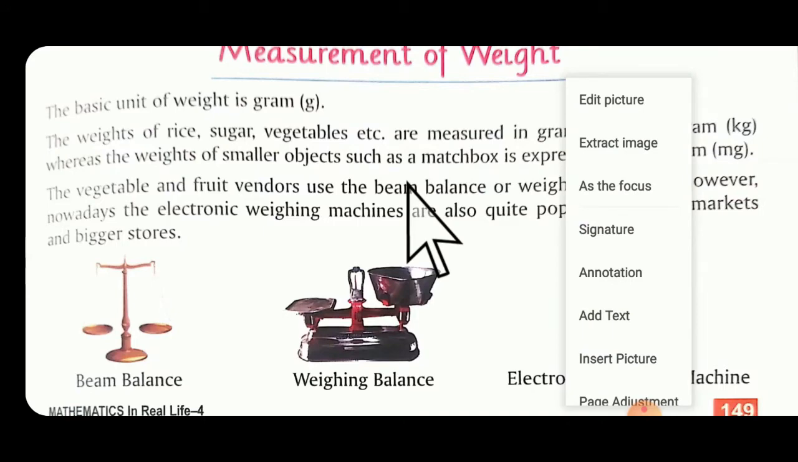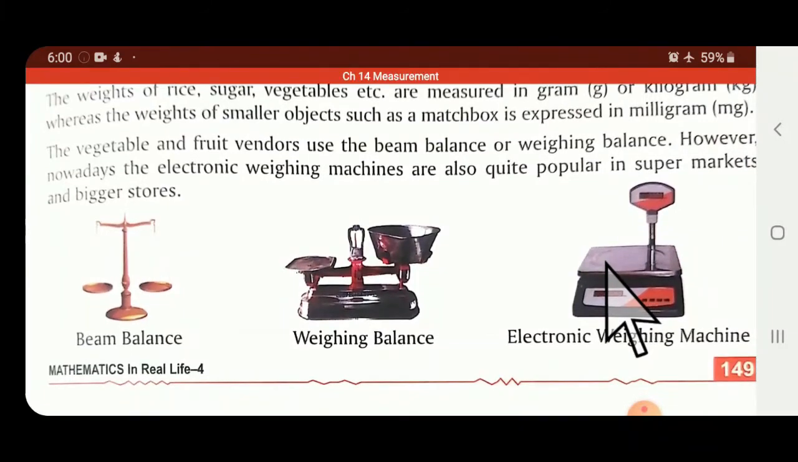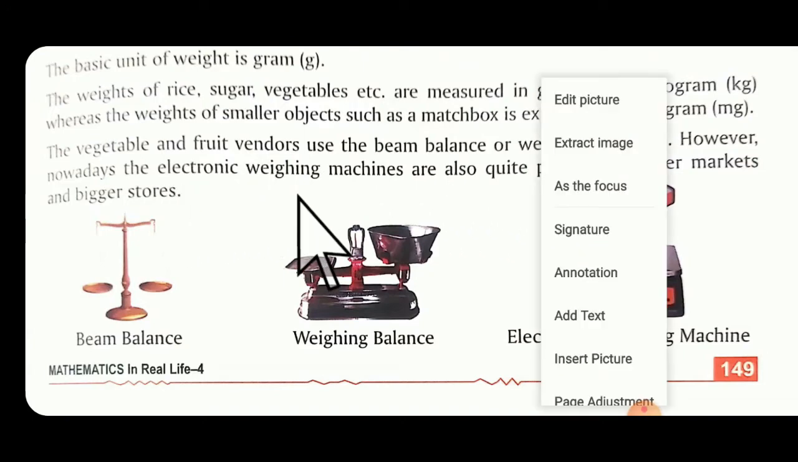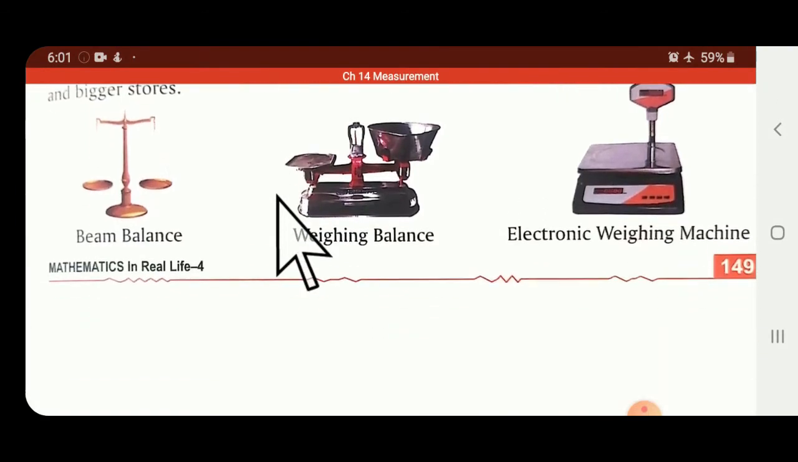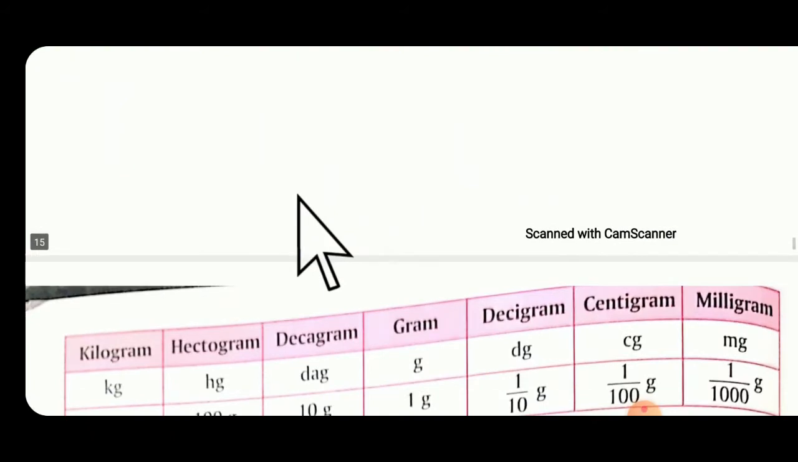How are we measuring these things? In these different measuring units, we are going to measure grams, fruits, vegetables and grains. You people have seen near the vendors, vegetable sellers, fruit sellers. Yes or no? Beam balance, weighing machine, as well as electronic.